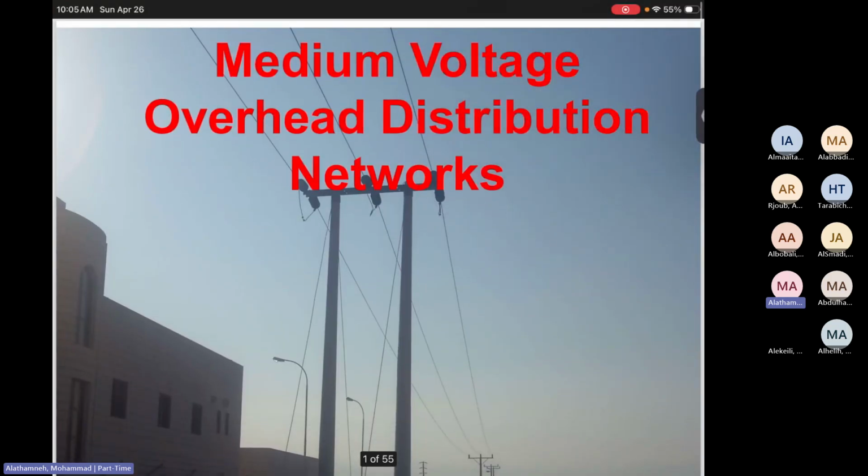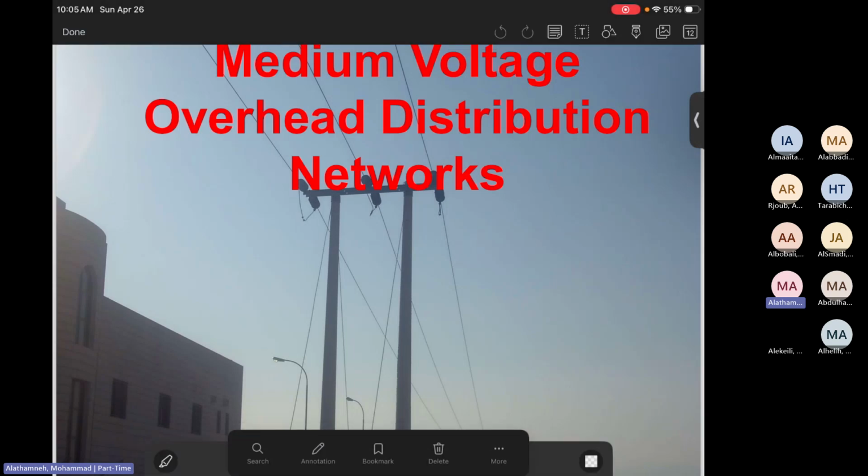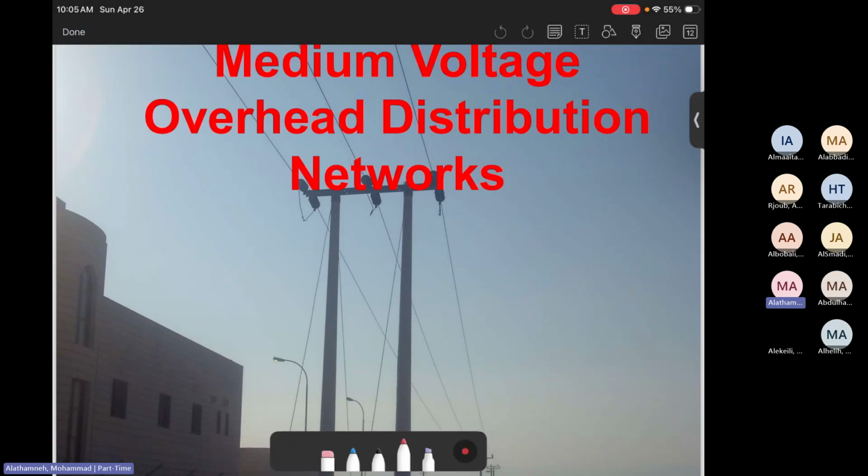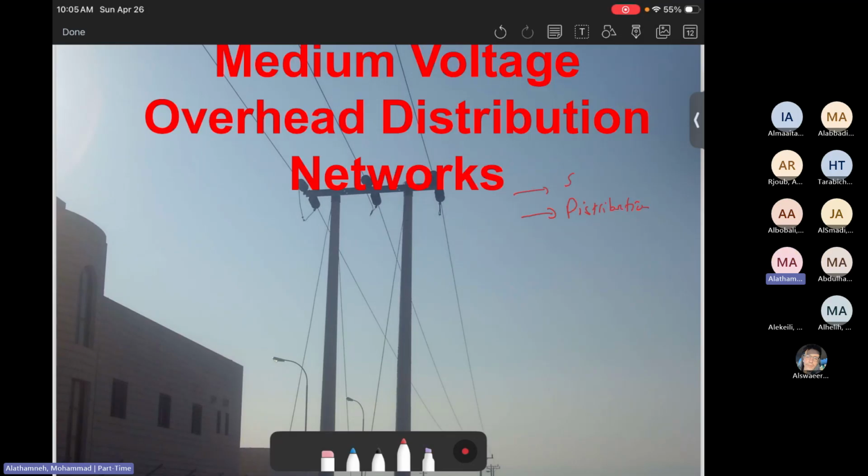All right, today's topic, we will talk about the medium voltage overhead distribution networks. In this course, what we discussed so far, we talked about the overall distribution. We talked about the substations, and we most likely talked about high voltage substations. Then we talked about transmission. After that, inside the transmission, we talked about high voltage and extra high voltage. That's what we did so far.